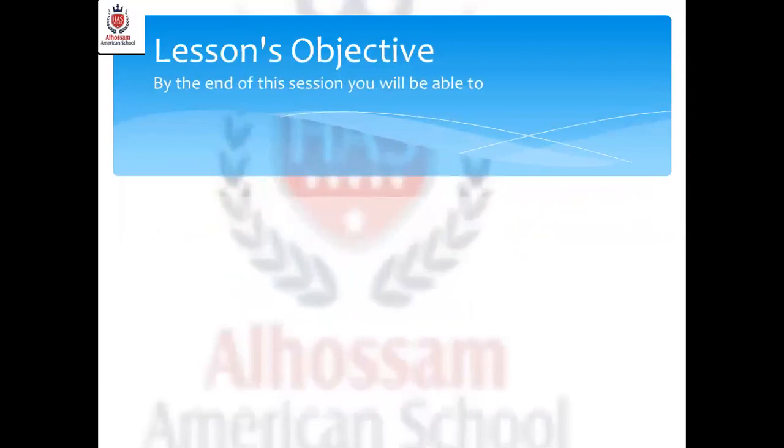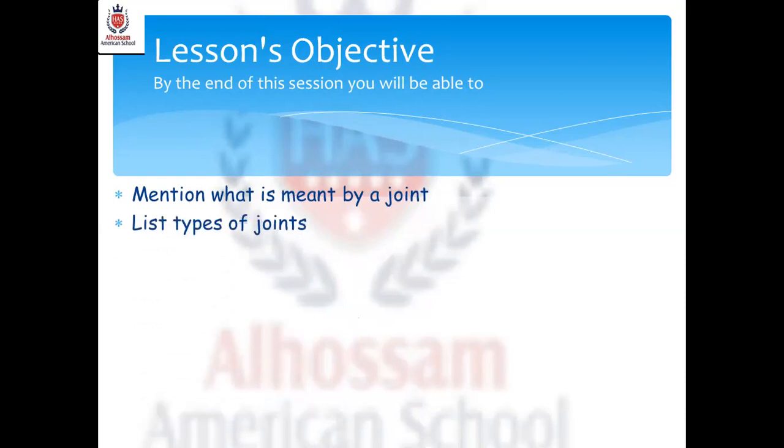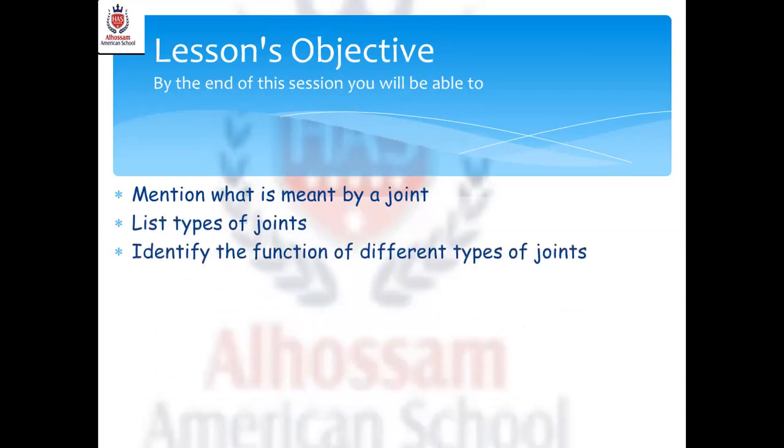In the previous session, we talked about the skeletal system, and we agreed that our skeletal system is formed of appendicular and axial skeleton, and I told you that our skeletal system contains different components like ligaments, cartilage, and joints. And we agreed that we are going to talk about joints in detail in this session. So, by the end of this session, inshallah, you will be able to mention what's meant by a joint, list types of joints, and identify the function of different types of joints.